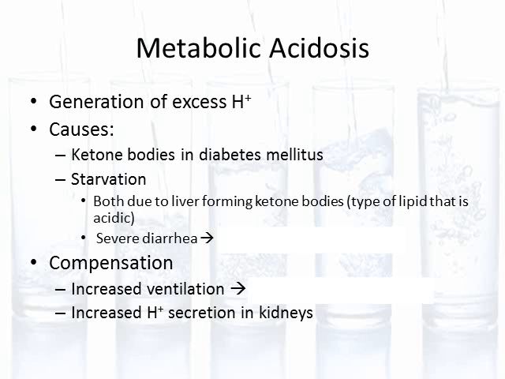Okay, so then metabolic acidosis is that we're making extra hydrogen ions. Respiratory acidosis is we didn't get rid of the CO2 and then didn't get rid of hydrogen ions, but here we're making too much. The causes can be ketone bodies in diabetes mellitus, which we'll talk more about later. Starvation can also do this, due to the liver forming ketone bodies, or severe diarrhea. If we have severe diarrhea, we lose all of the bicarb-rich juices that come from the pancreas, so we're getting rid of too much bicarbonate, and that leads to acidosis.